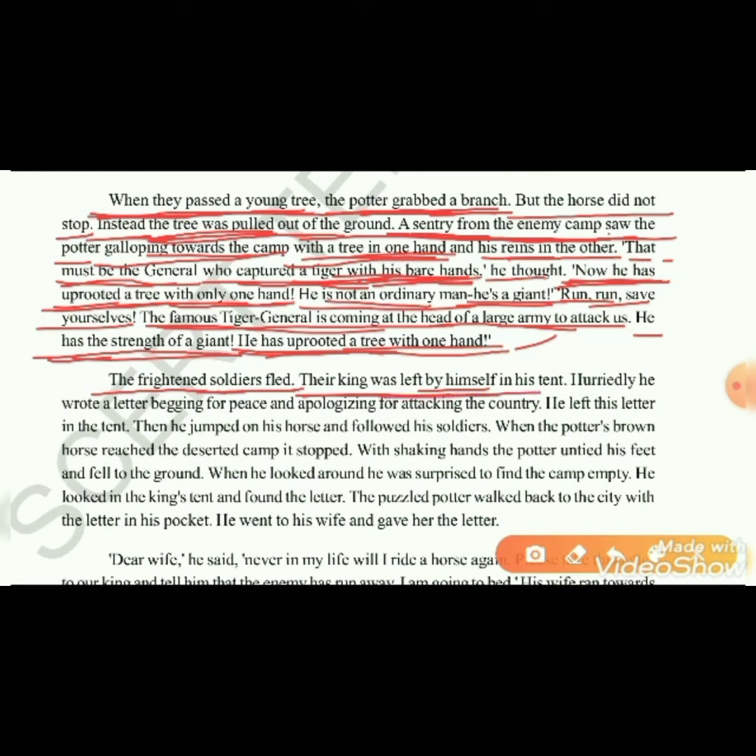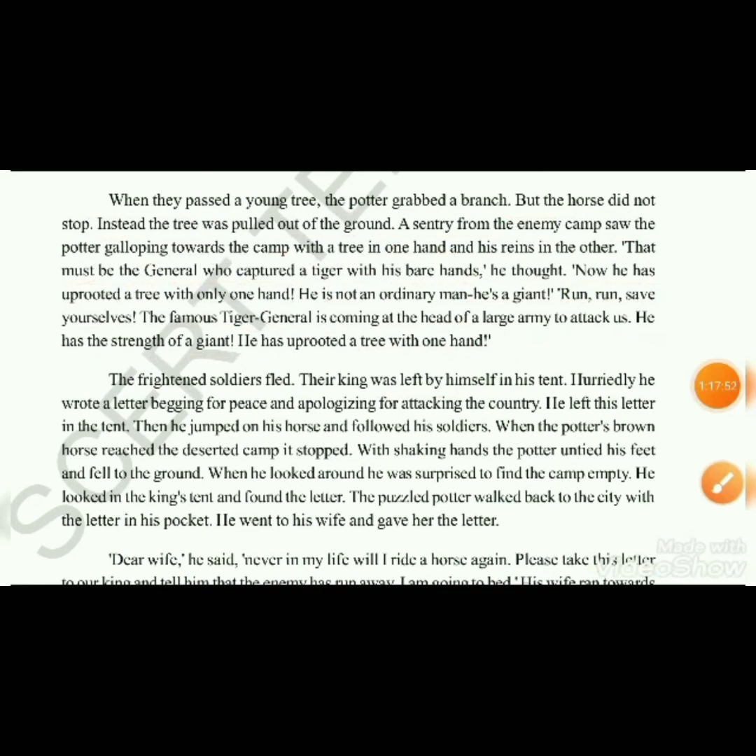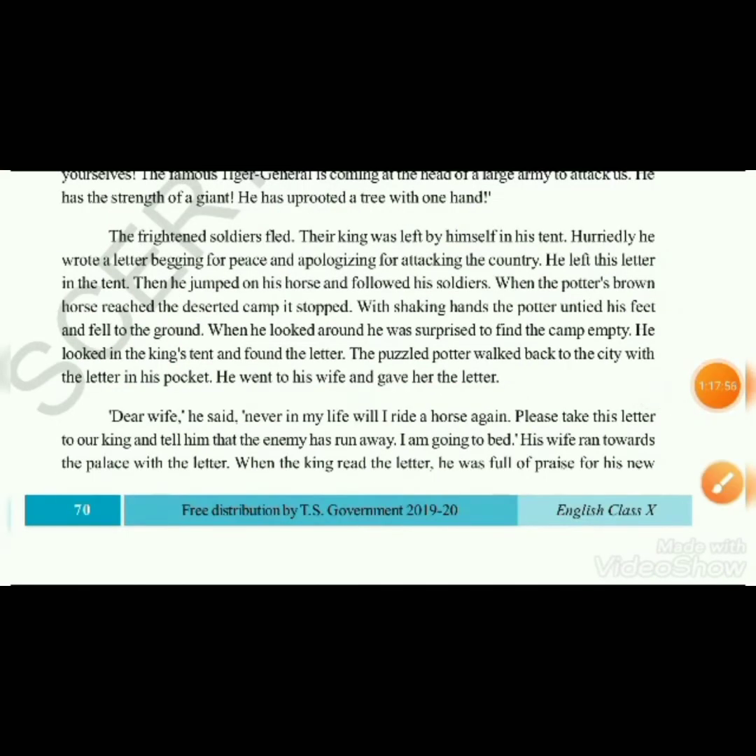Hurriedly, he wrote a letter begging for peace and apologizing for attacking the country. So immediately, the king wrote a letter to the potter's country's king: I'm sorry, let's have peace. I'm sorry for the damage created by me, by our army, to your country. We are very sorry. Apology means say sorry, feel sorry. Let's have peace talks now.